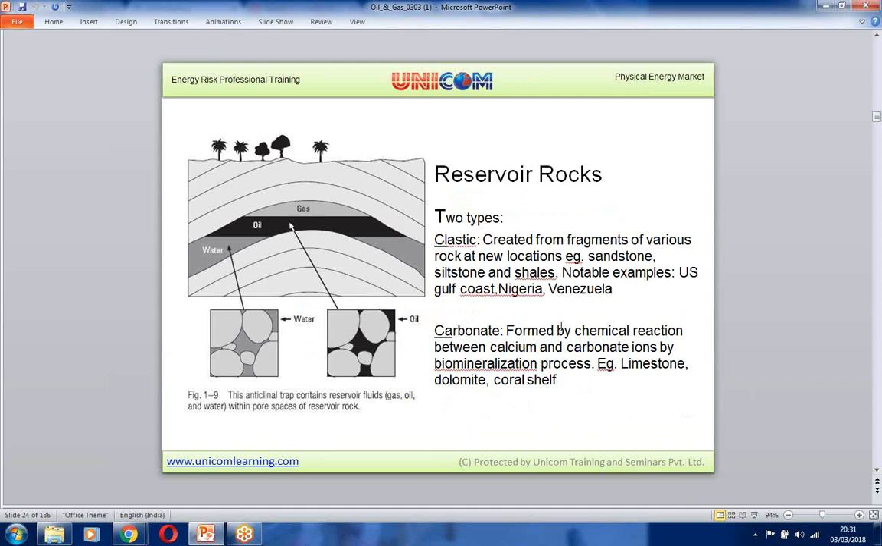Now here we can see that the oil and gas has migrated, and there's a layer of non-permeable area where oil and gas gets trapped. It cannot move further because these are impermeable rocks. You see gas at the top, followed by oil and water. So they get separated as per gravity.